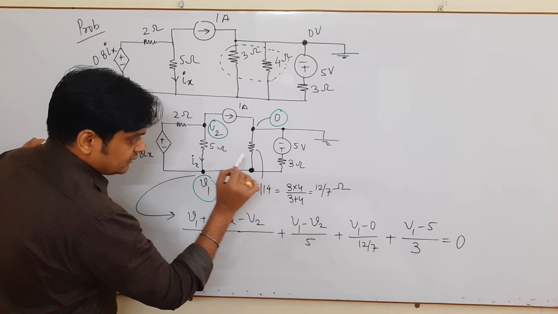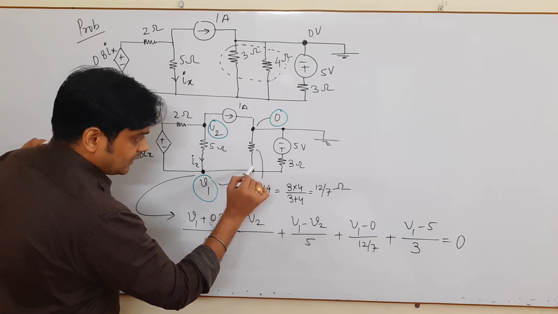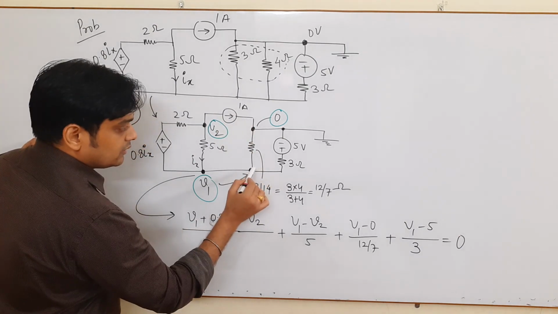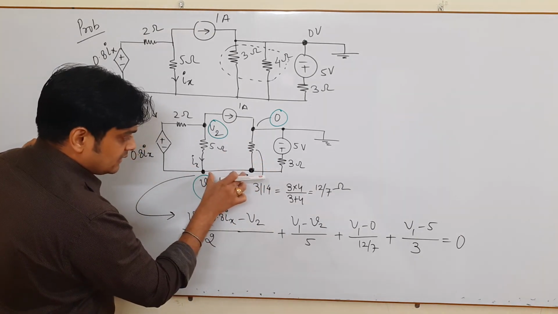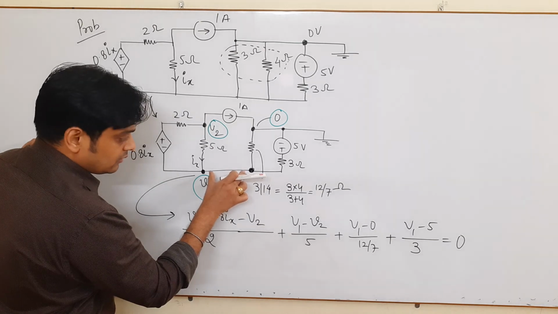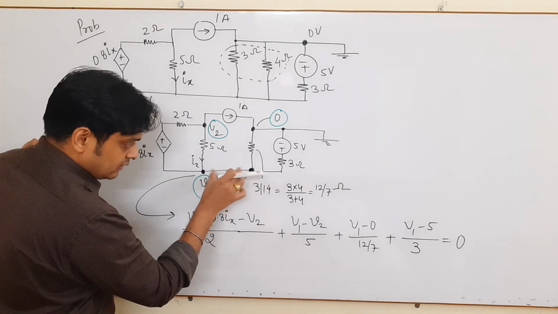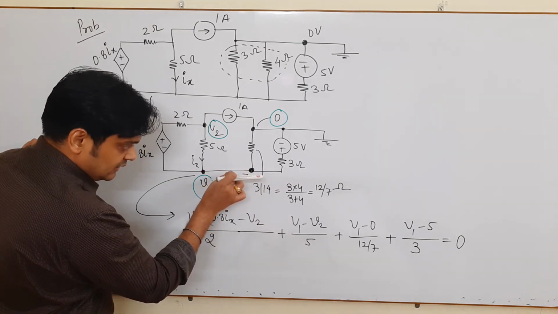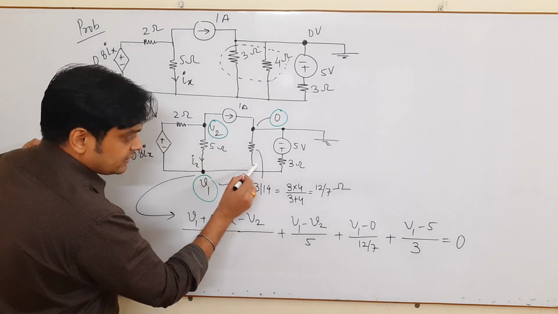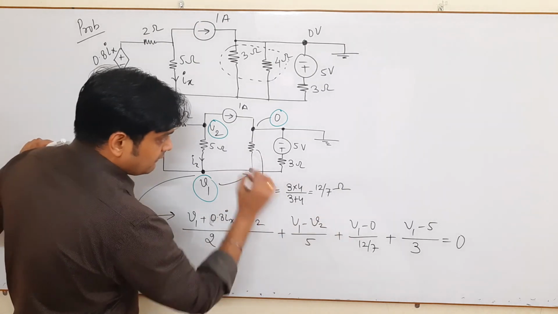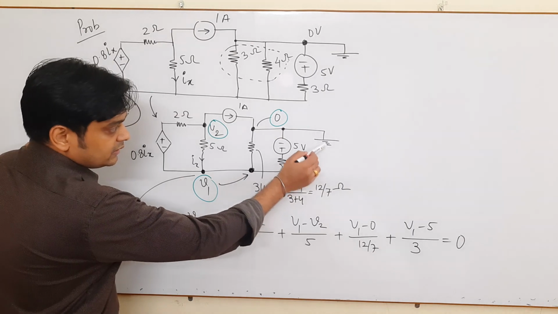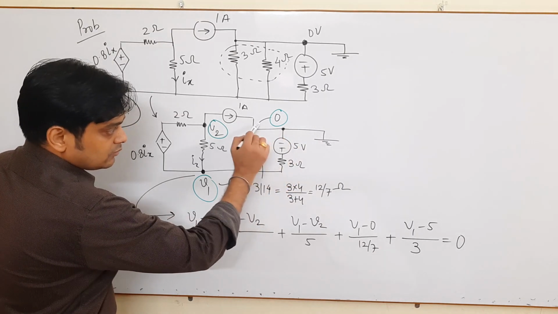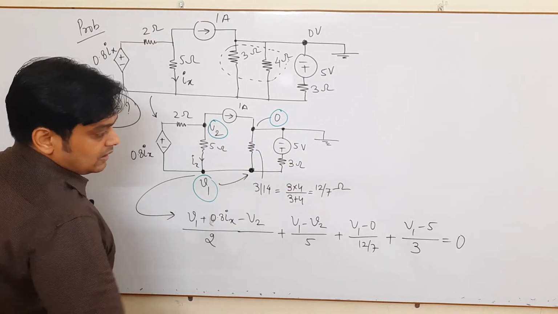Similarly, if I talk about this node, what is the current here? This voltage divided by this resistance. See, this is a node of common potential, so no current will flow here. You can say it is superimposed in this manner. So what is the current here? That is V1 minus 0 divided by 12 by 7. Why? Because this is connected to your ground potential, so it is 0.